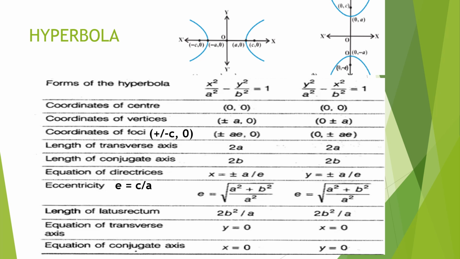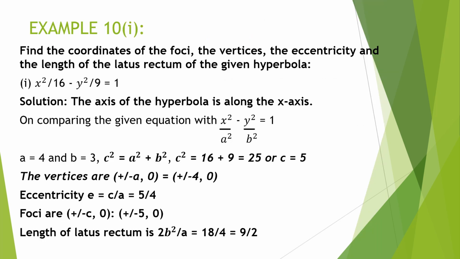Equation of transverse axis, in the first case it is y equal to 0 because the transverse axis is the x-axis, and in the second case equation is x equal to 0. So equation of the conjugate axis in the first case is x equal to 0, and in the second case y equal to 0. Please remember this chart.